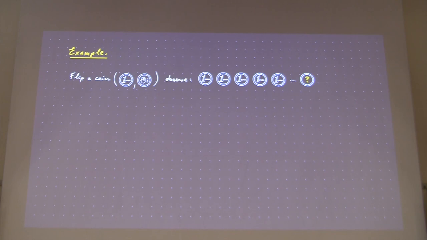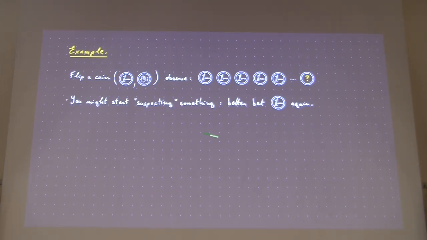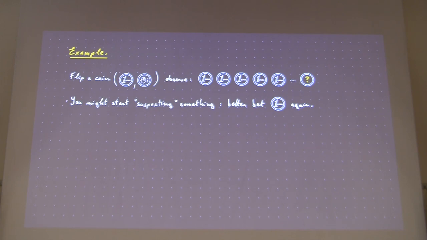So let's start to imagine we're doing scientific experiments. Suppose you're a biologist, and you have a fish, and you want to see if this fish prefers cold or lukewarm water. And this fish always chooses warm. What do you expect next? Certainly not, it's time for a cold bath now. You're probably thinking, you have discovered something about that fish, right? So we might start suspecting that there's something up, and so this side of the coin is a better bet.